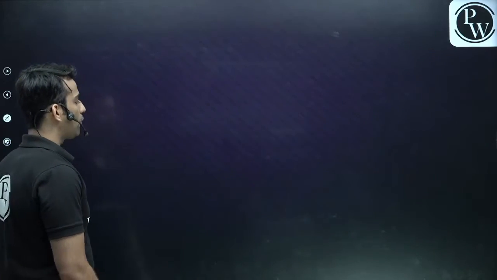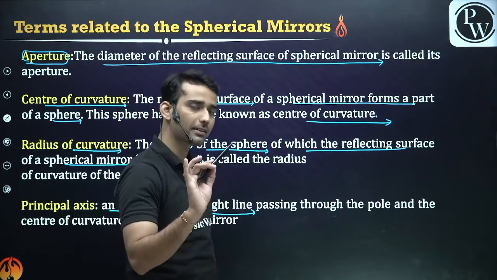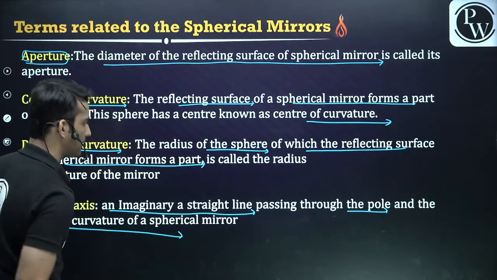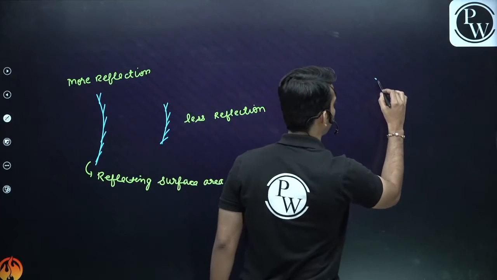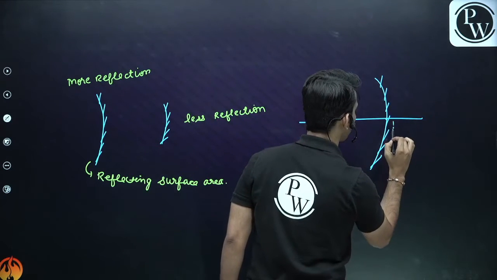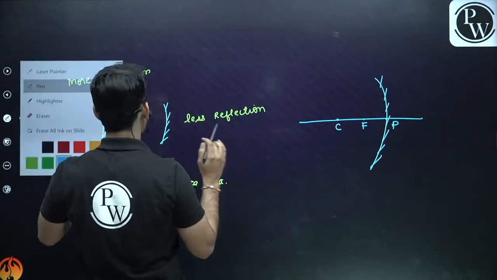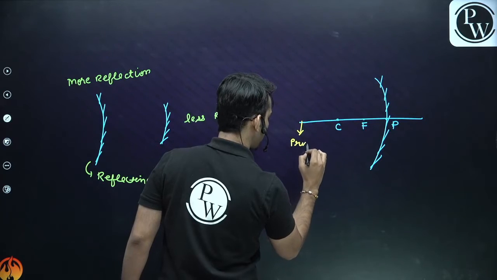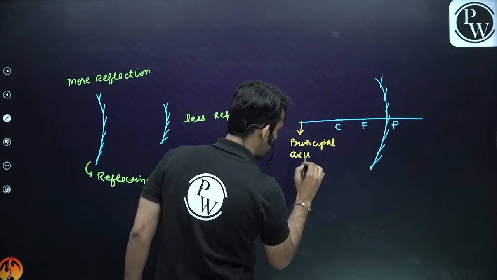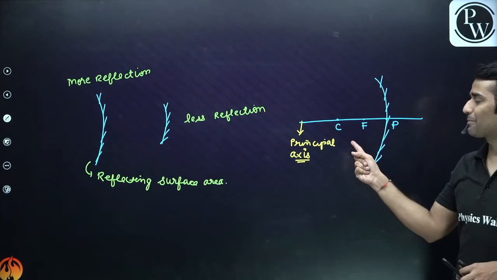Clear, guys? Now, what is the principal axis? The principal axis is an imaginary straight line. You imagine a straight line passing through the pole and the center of curvature of a spherical mirror. Suppose I draw a mirror. We have the pole, the focus, and the center of curvature, and the imaginary straight line joining all these 3 points is called the principal axis. These 3 points are collinear, they lie along the same line, and this line is known as the principal axis.